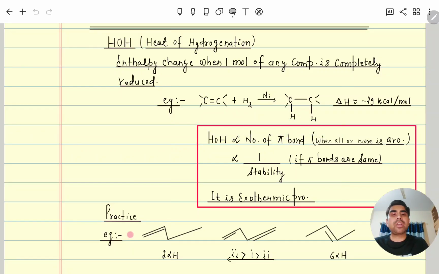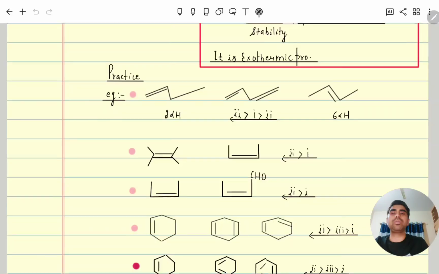Second, if the pi bond count is the same, then we will go by stability. The more stable, the less its heat of hydrogenation. And this is exothermic only, because we are breaking 1 pi and forming 2 sigma bonds. Clear? So this is all about it. So on the basis of this, we'll do some questions.